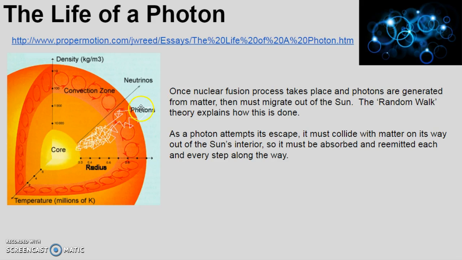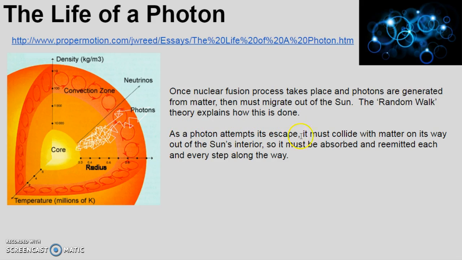It has to get out of the sun. So once the nuclear fusion process takes place and photons are generated from the matter, then it must migrate out of the sun. This is called the random walk, and sometimes it's referred to as the drunkard walk. This theory explains how this is done.